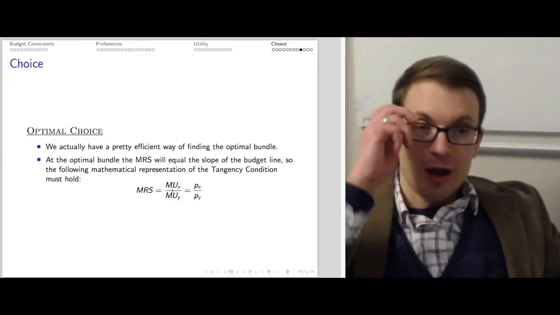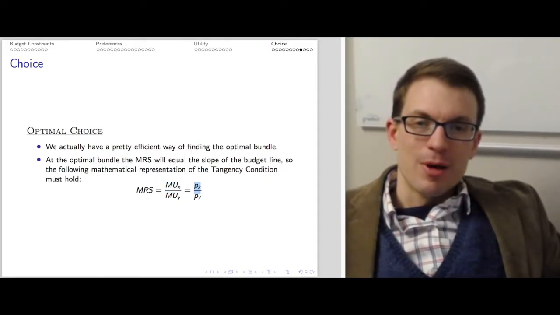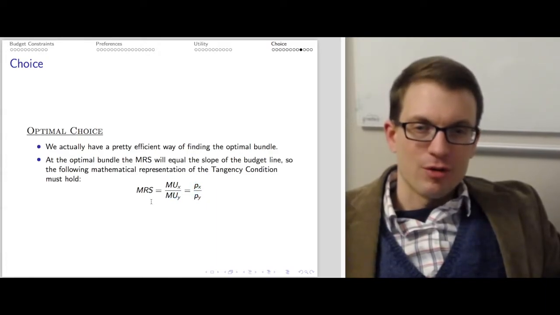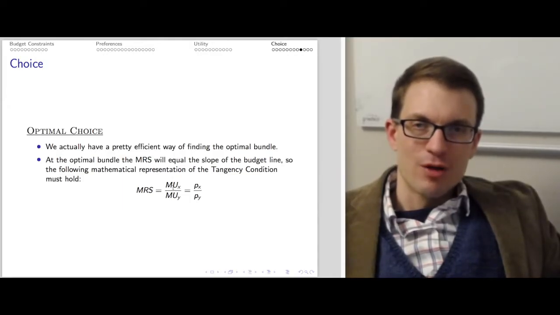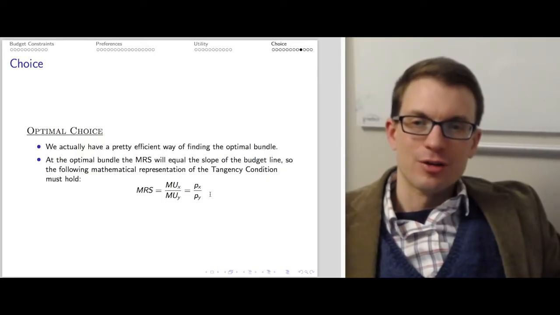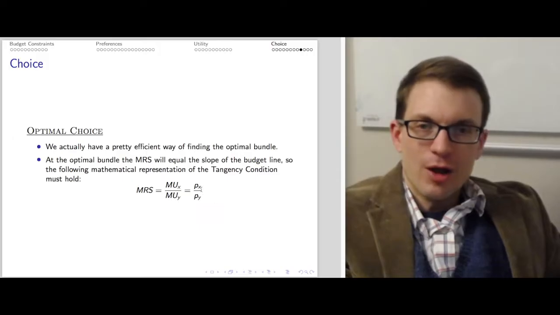And then I showed in class how you could manipulate this. Do a little bit of algebra, and you'll end up getting MUX divided by PX and MUY divided by PY, right? So kind of cross multiply a little bit. We want to divide by PX and multiply by MUY. You end up getting MUX over PX equals MUY over PY, and that was our last dollar condition, or our bang for your buck rule. That was the alternative way of writing this.